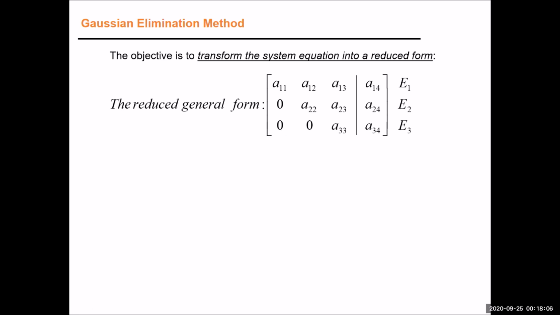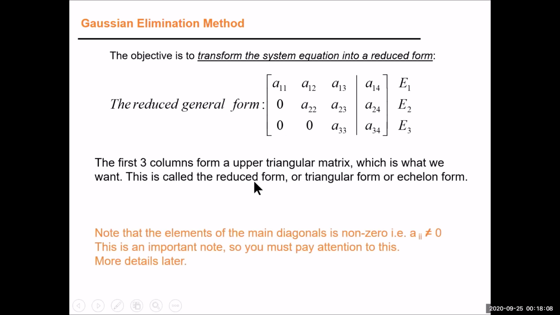Let me just skip this first. This is just to say that this A11, A22, A33 cannot be 0. Later we will see why that is important. But for now, we just want to see how we can convert a fully populated square matrix into this general reduced or echelon form. Okay, so we start with this, right? This is our original augmented matrix with all the numbers there.